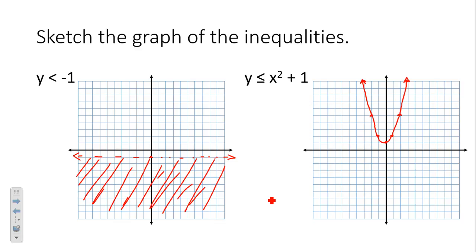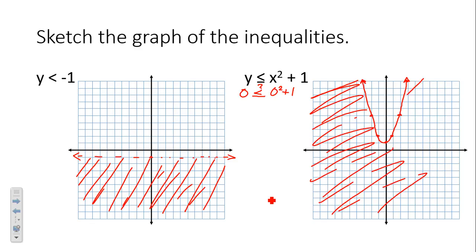Okay, and then let's try a point to verify. An easy point usually to try is the origin. Doesn't matter which point you try. And sometimes the origin is part of your graph, part of your solution to the inequality, so you have to pick a different point. But let's put 0, 0 in here and decide: is 0 less than or equal to 0 squared plus 1? Yes, 0 is less than 1, isn't it? So we want to shade in the direction of the 0, 0, which means we're shading outside of our parabola, because y is smaller than that curve below.